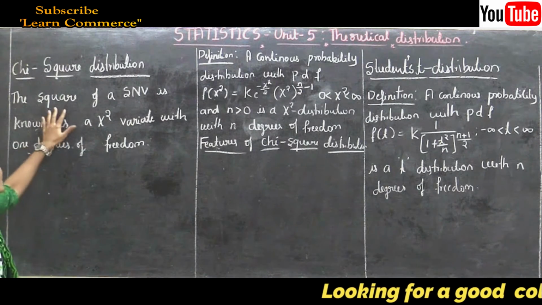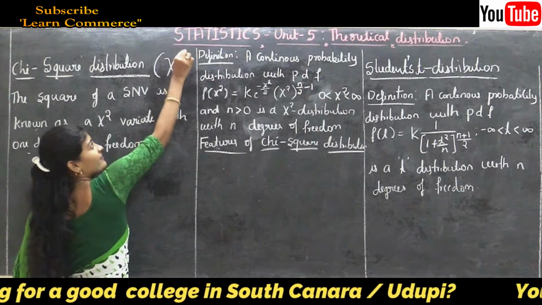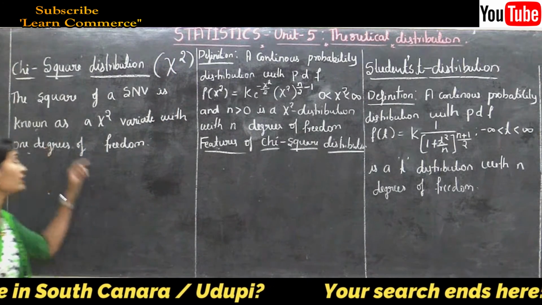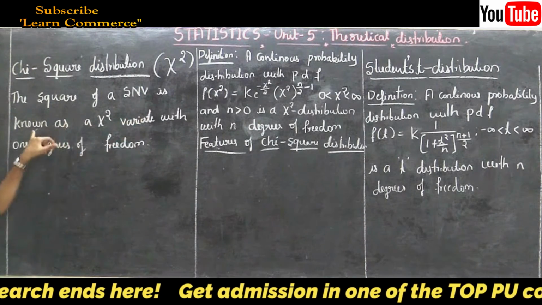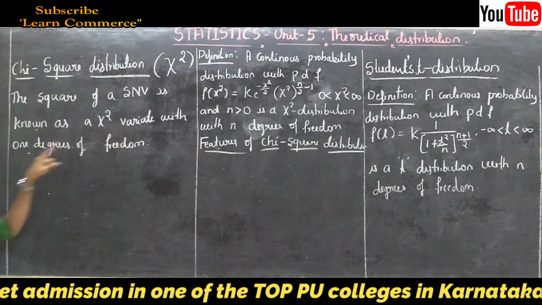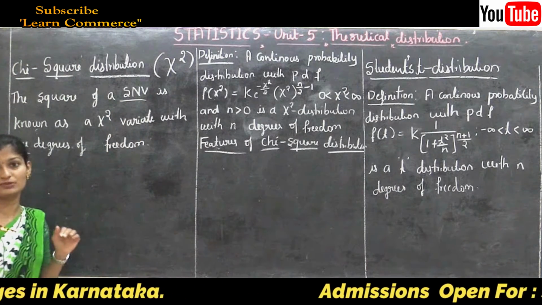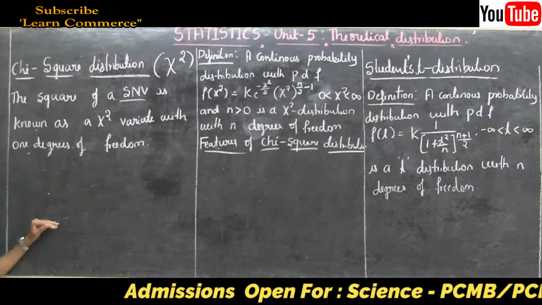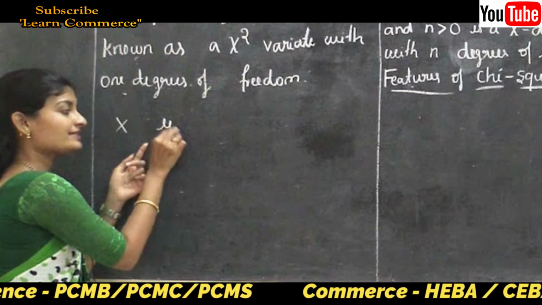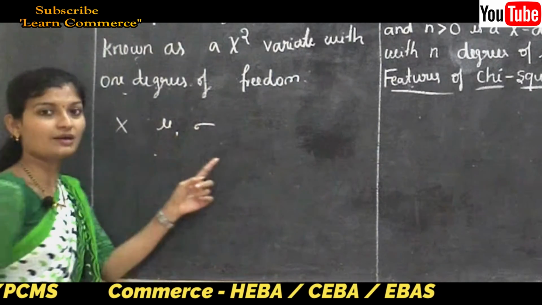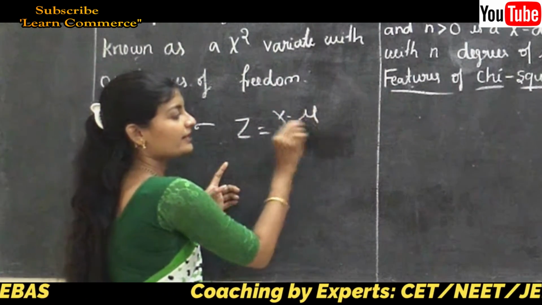Chi-square distribution is denoted like this. The square of a standard normal variate is known as a chi-square variate with 1 degree of freedom. Now, what is standard normal distribution? If x is a normal variate with mean mu and standard deviation sigma, then z can be written as x minus mu divided by sigma.